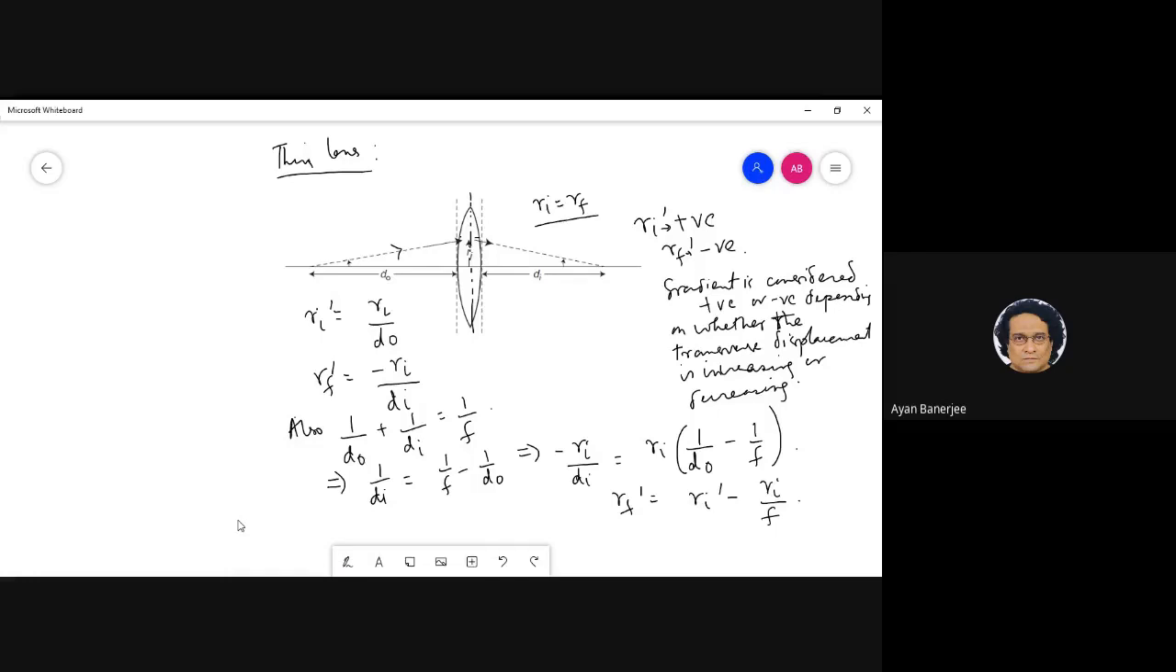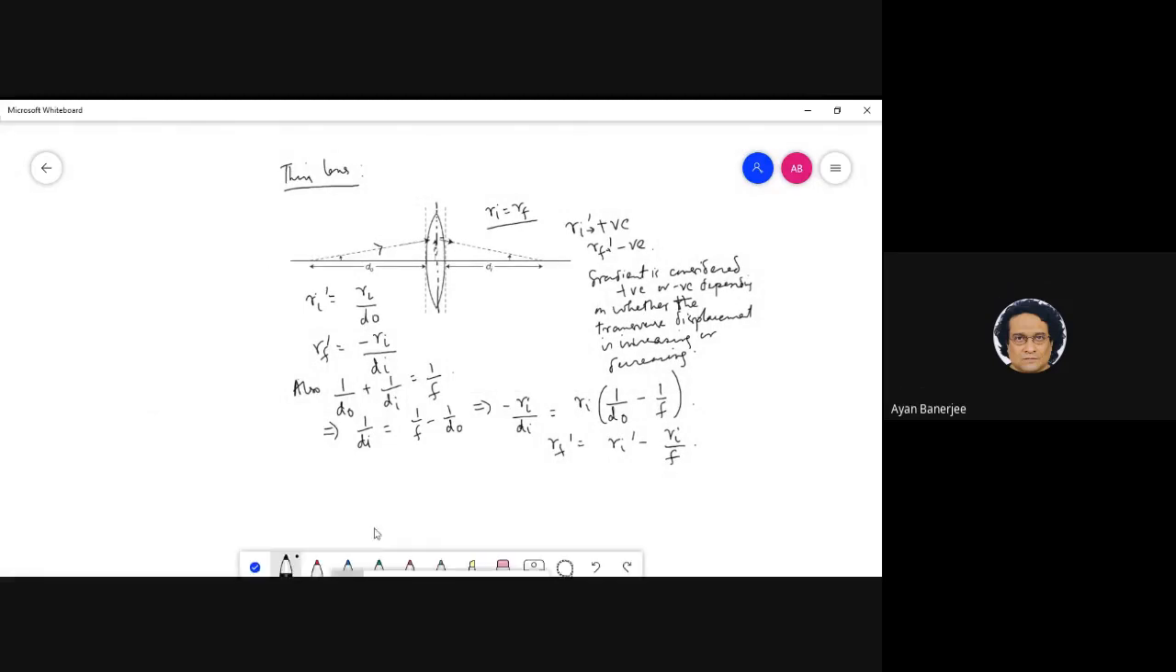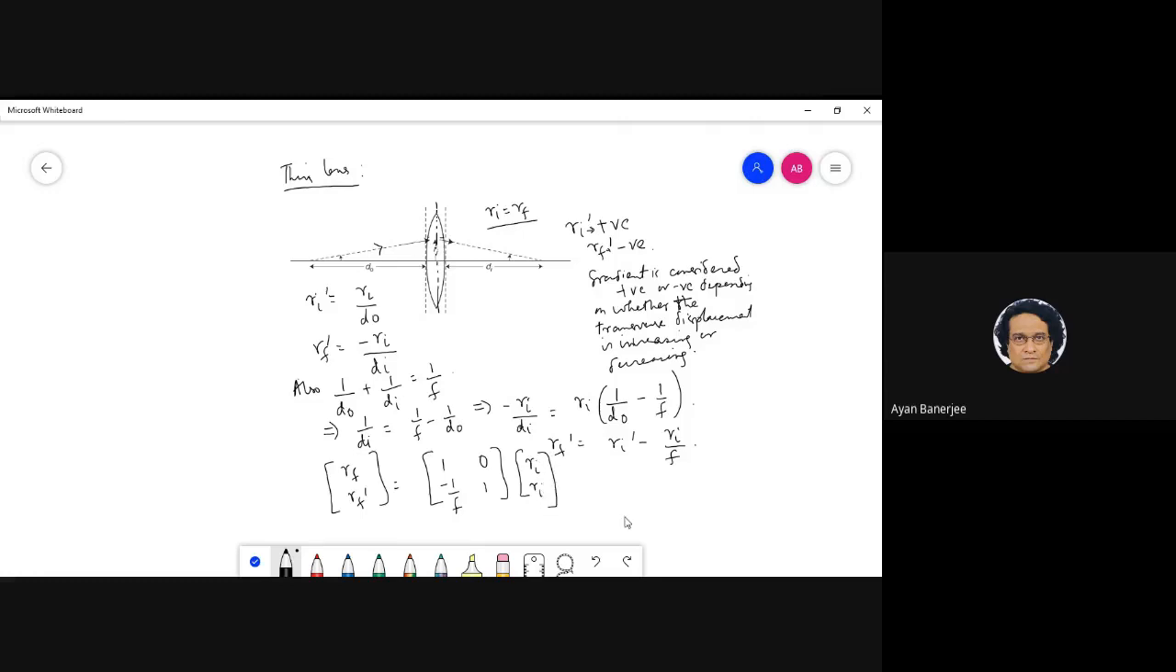So that means I can compose my matrix because Ri is equal to Rf. I can basically write down that Rf, Rf dashed is [1 0; minus 1 by f 1] times Ri, Ri dashed. Clear? Is this fine? Very, very simple derivation, right? Ri by this is Ri dash, and you can just see that Rf is very clear. This is Ri dashed.